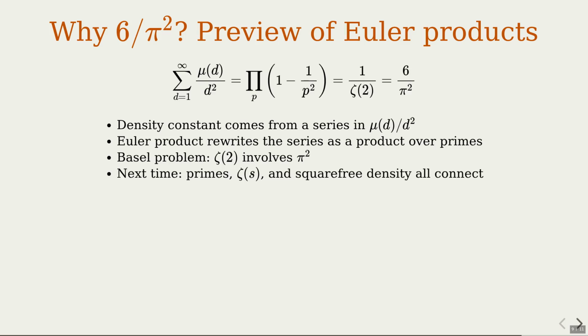So the next lecture will tie together primes, the zeta function, and square-free numbers into one coherent picture. The appearance of pi in counting whole numbers is not an accident, and Euler products will show us why.